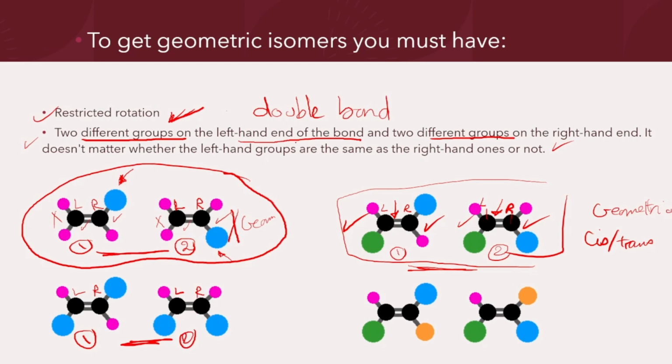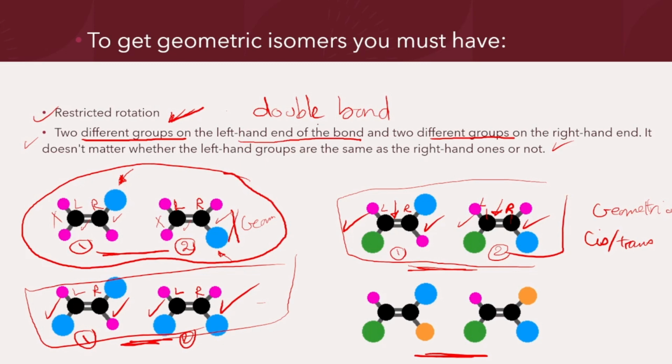Let's go to the second point. Do we have two different groups at each carbon? Yes, at the right carbon we have two different groups, and at the left carbon we have two different groups. In the other one, do we have two different groups? Yes. At the left carbon, do we have two different groups? Yes. So those are also geometrical isomers to each other. Let's check the fourth example. Let's find out whether this fourth couple of alkenes are geometrical isomers or not.